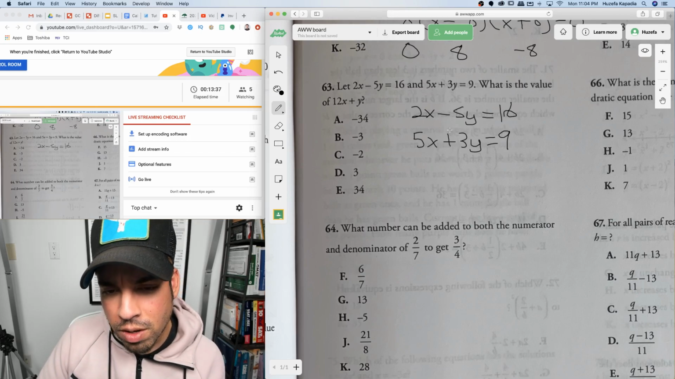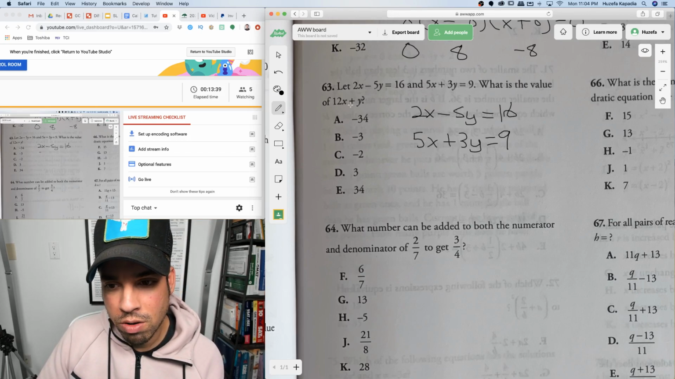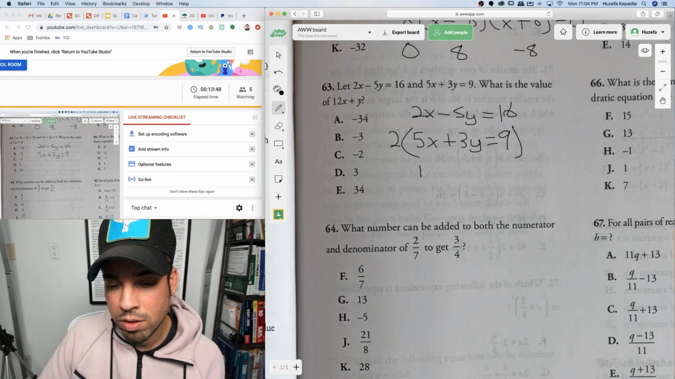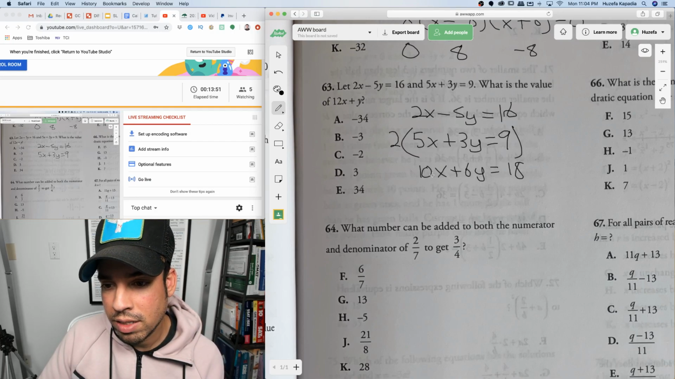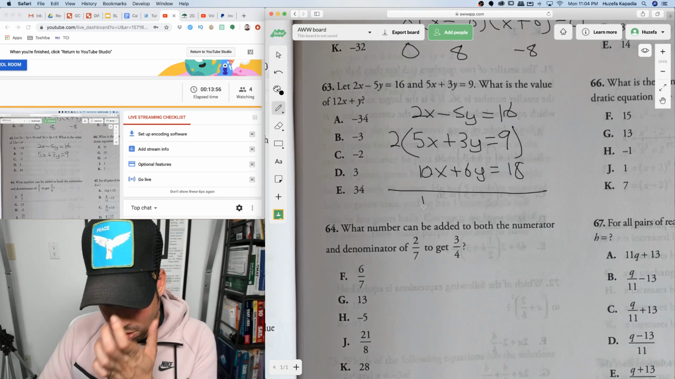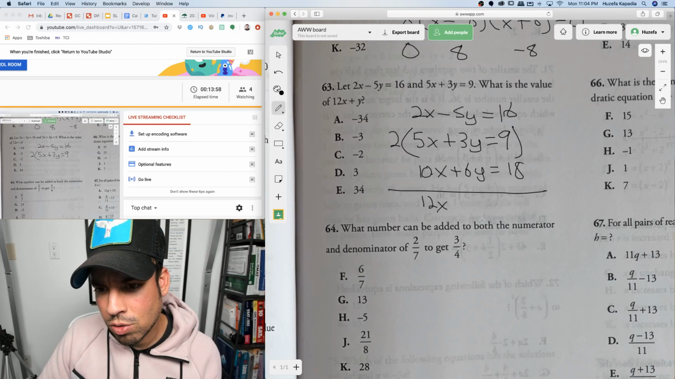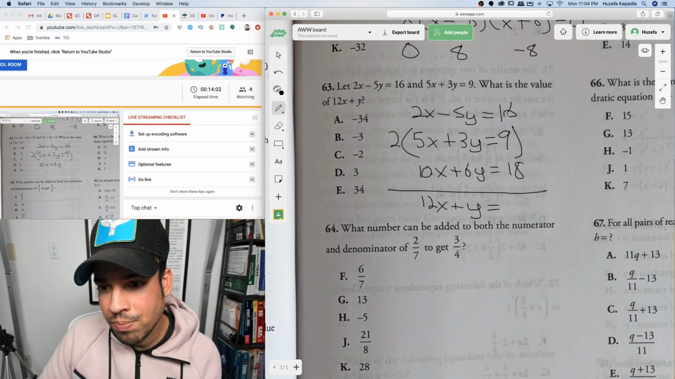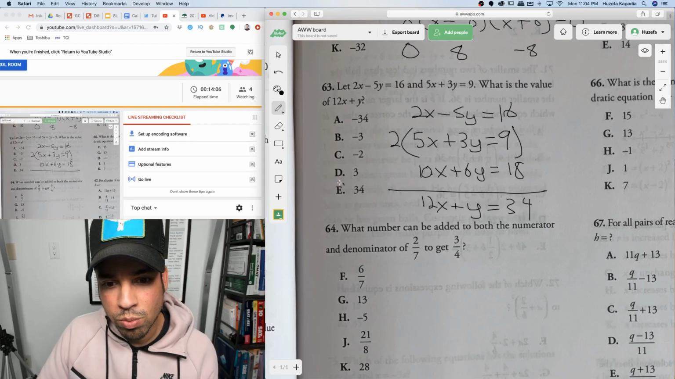So, okay, I want to get 12x. And I want to get y. Oh, I already see it. This is beautiful. If I just multiply the bottom equation by 2, look what happens. I get 10x plus 6y equals 18. 10x plus 2x, right? These are the equations I'm adding now. 10x plus 2x, there's my 12x. 6y plus -5y is y. Boom, look at that. And then I got 18 plus 16 equals 34. And that's all they're asking. 12x plus y is 34.